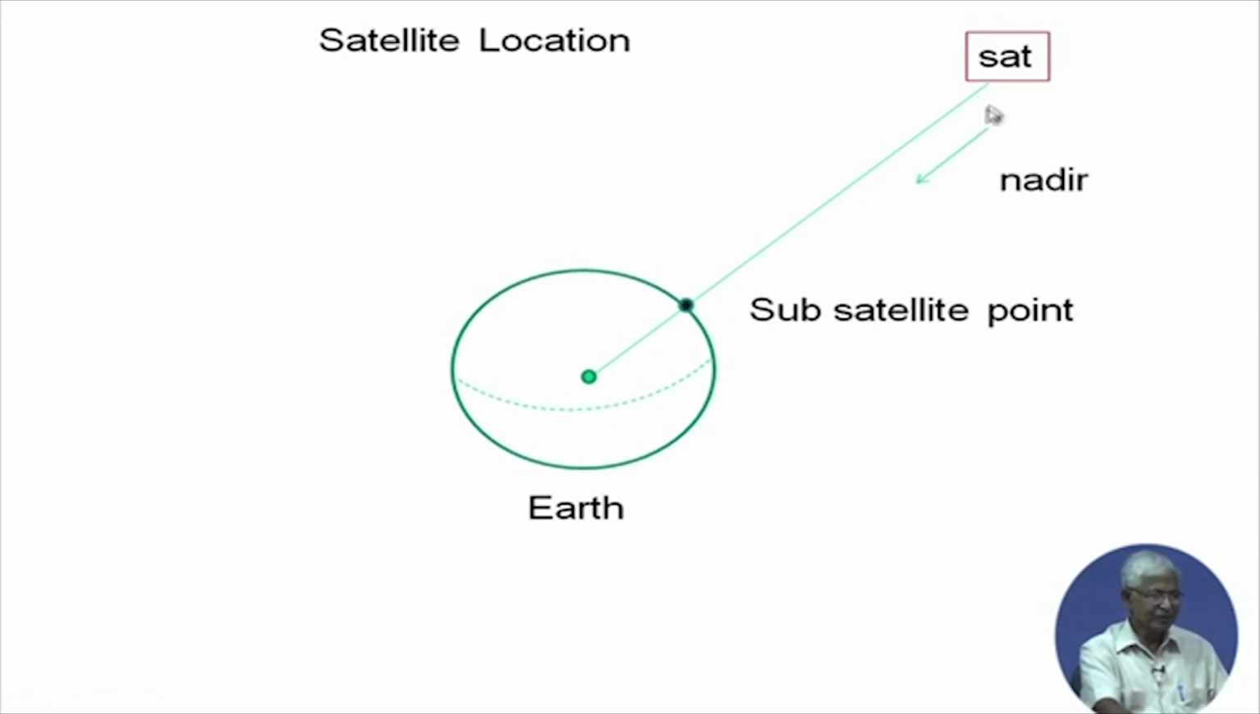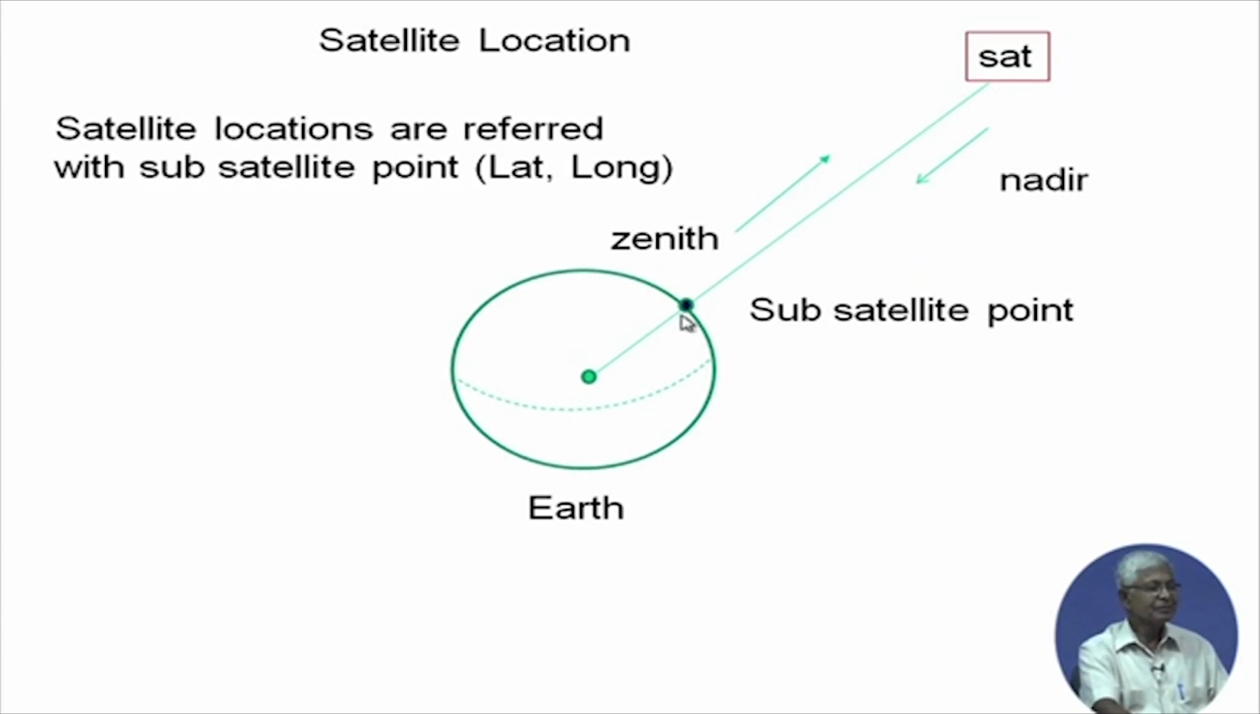If from the satellite we look towards the sub-satellite point, it is called nadir, NADIR, and if from the sub-satellite point we look at the satellite, it is called zenith. These two terms will come when we talk about the antenna. Now, the location of the satellite is defined in terms of the sub-satellite point's latitude and longitude. A funny way, but this is very commonly used. Let us see how it will look for INSAT.